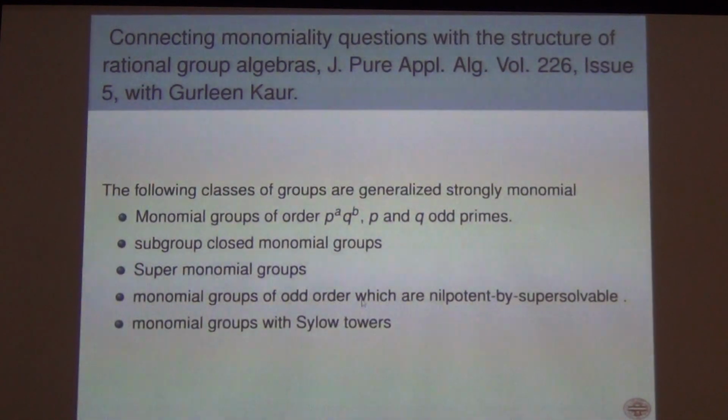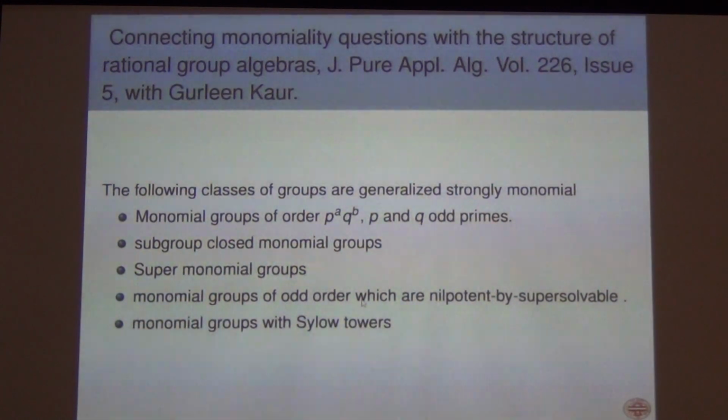So we also proved, this is again a work with Gurmeet after her PhD in the postdoctoral work, connecting monomiality questions with the structure of rational group algebras. We proved that monomial groups of order p^a q^b, p and q primes, are generalized strongly monomial. Such groups are soluble, you know. So such monomial groups are also generalized strongly monomial. Subgroup closed monomial groups, monomial groups all of whose subgroups are also monomial, are generalized strongly monomial.